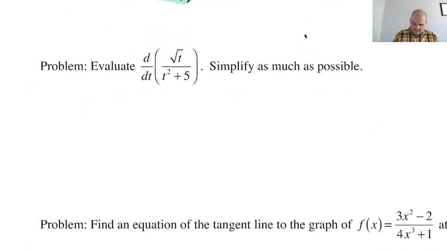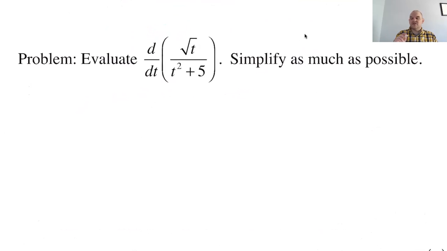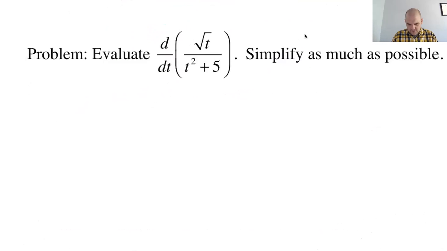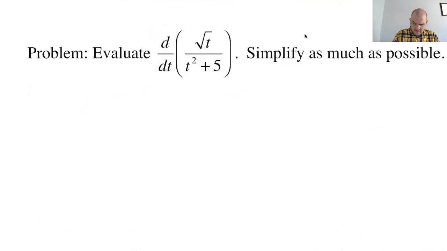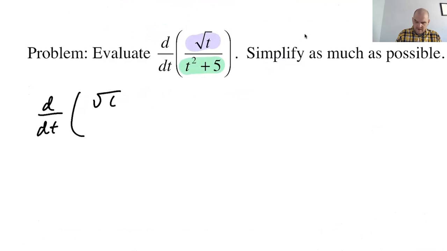All right, let's do this. Evaluate d/dt. That's telling you that t is the independent variable, and you're going to find the derivative with respect to t of whatever's in parentheses. So this is a quotient, so we're going to use the quotient rule. There's going to be a bottom and a top. It's d/dt of radical t, actually, radical t is terrible, so t to the 1/2 over t squared plus 5.